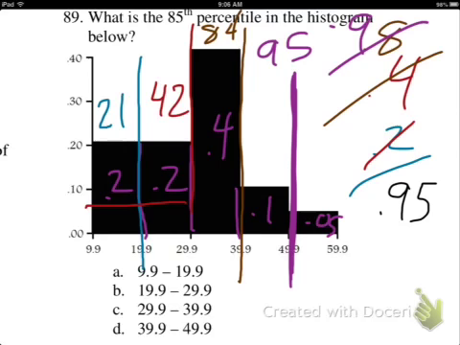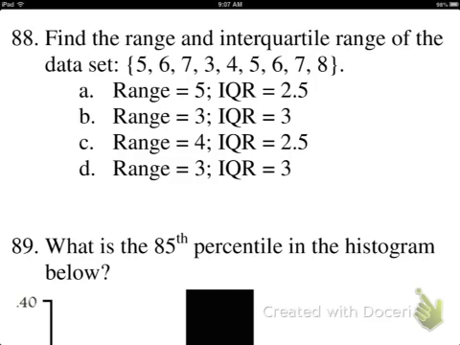So the 85th percentile falls just barely in between these two, right? Between 39.9 and 49.9. And we are not able to see it. Oh, there it is. You can see it now. Yes, we can. So 39.9 to 49.9. That's where the percentile falls. Okay? So if you need to rewind it and go back and look at that, you're welcome to. Move on to the next one.